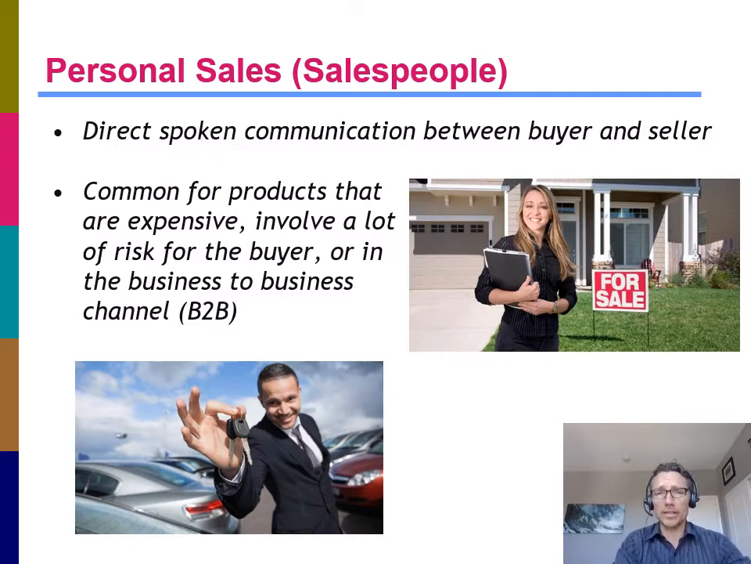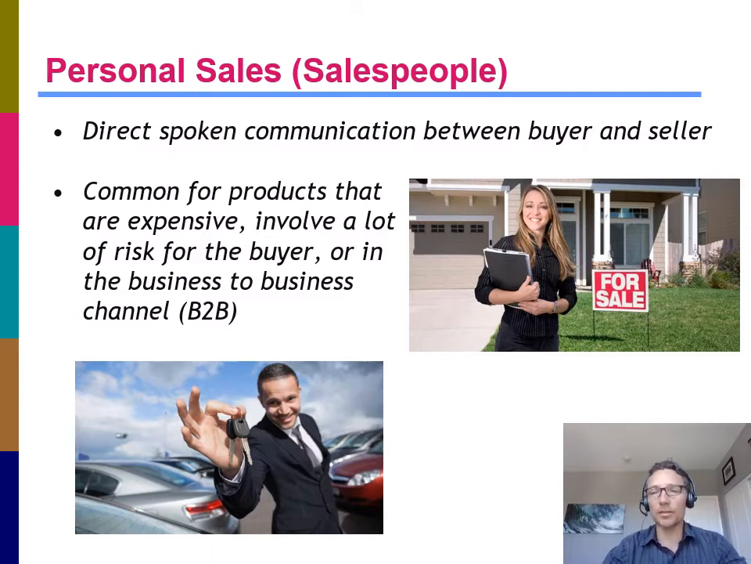Salespeople are usually set up by territories in the business-to-business sector. In consumer goods, salespeople are more common when it's an expensive product or there's a lot of risk associated with the product. The definition for personal sales is direct spoken communication between buyer and seller. So the salesperson has the authority to sell you the product directly.